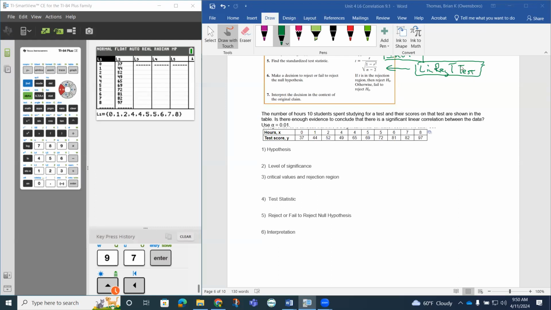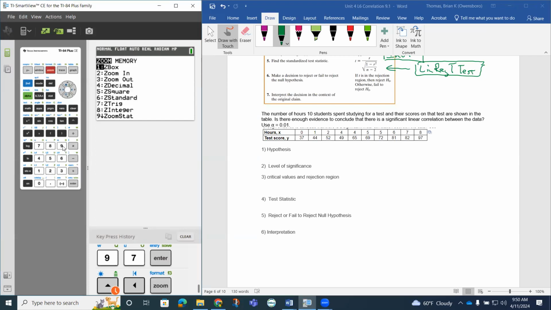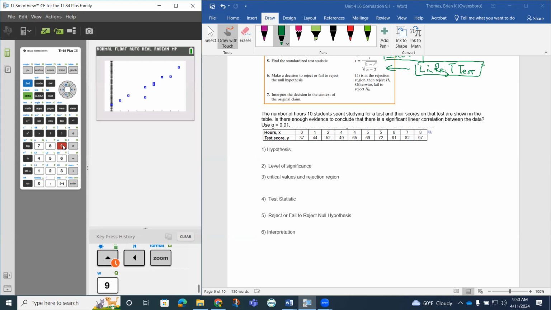So I've got my data in the calculator. I could, if I want, look at the scatter plot just for the heck of it. If I hit zoom number 9, it looks very linear just by looking at it. Right now, as long as I stay within this sample, it looks like a good predictor. But let's see how it plays out with the actual population.